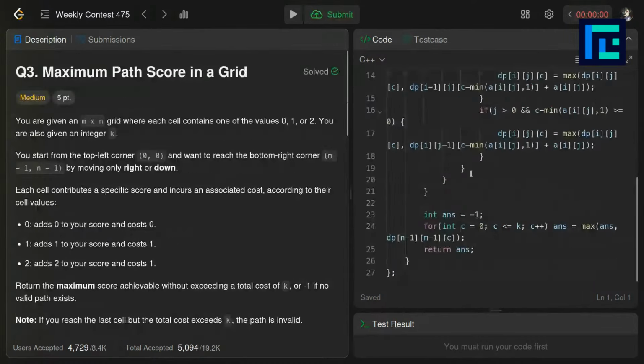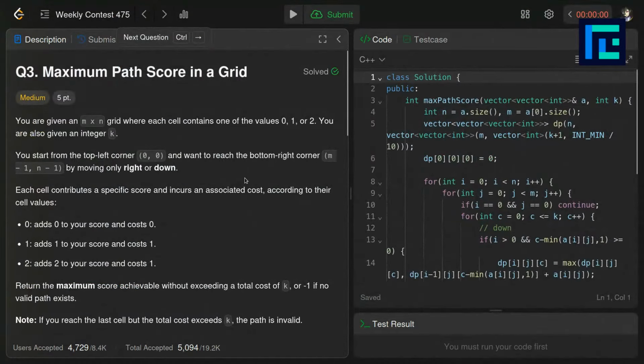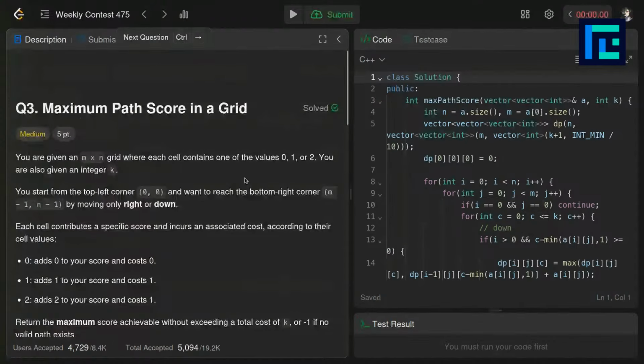Okay, so problem C I felt was a pretty typical DP, but the constraints were pretty strict. So if you made even the slightest mistake, you would take extra time and you would TLE. So let's have a look at how to solve this problem.